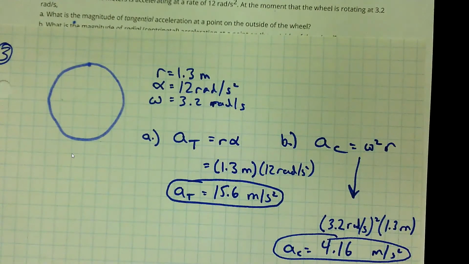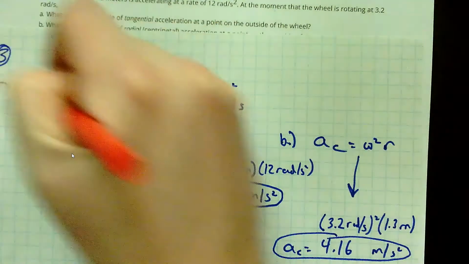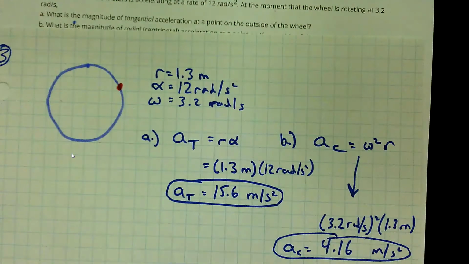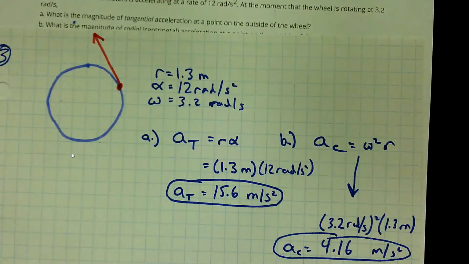Is that all right? How can an object have two different accelerations? Isn't it like you think about one of them as how it's accelerating in this way, and the other one is how it's accelerating in the circle? Yes, you're going in a circle. Remember, tangential acceleration points tangent to the circle.